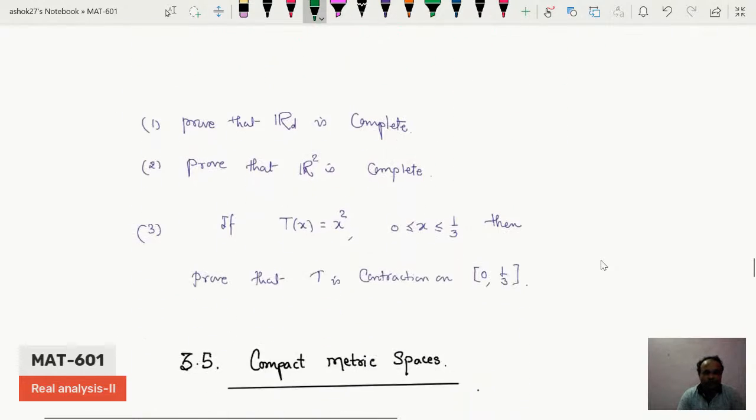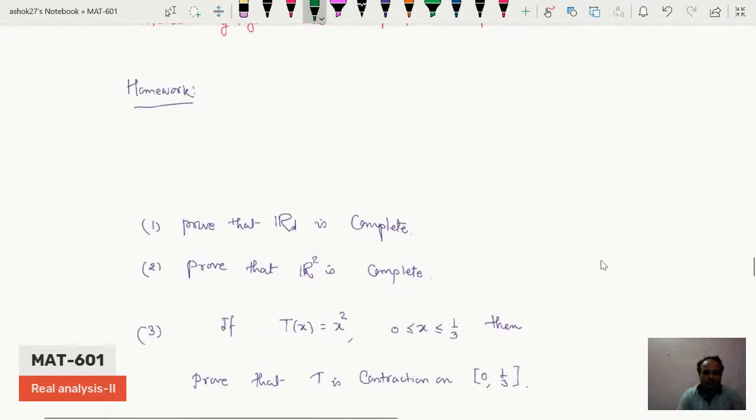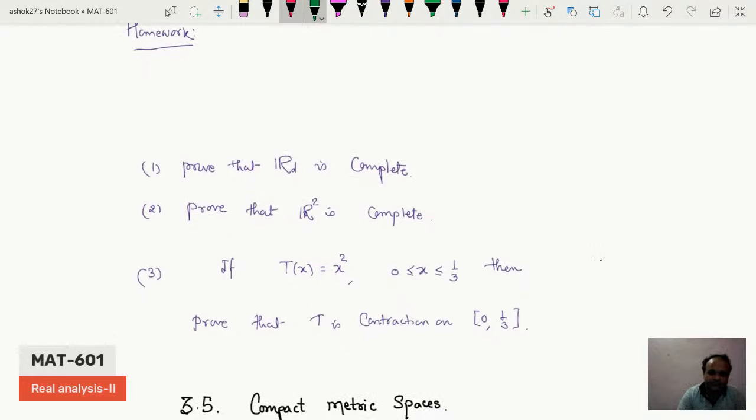I'm giving here some homework, so you should do this homework at home, compulsory. First question, prove that R^d is a complete metric space. Second, let us consider one mapping Tx equal to x squared, where x is greater than or equal to 0 and less than or equal to 1 by 3. The question is to prove that T is a contraction mapping on this closed interval 0 to 1 by 3. So do this.